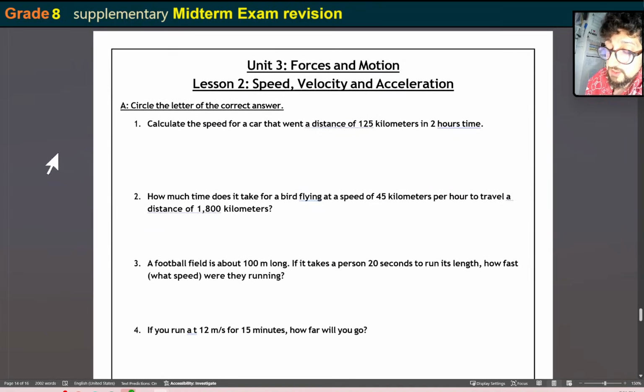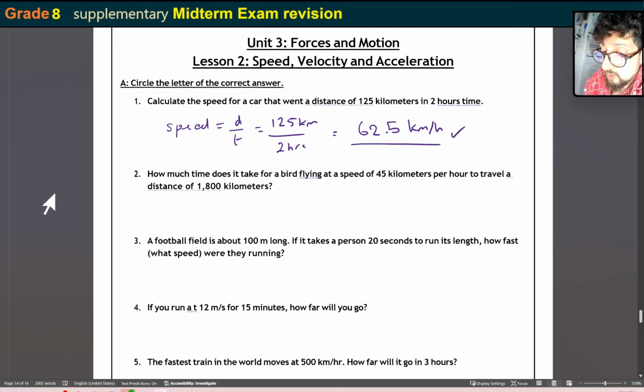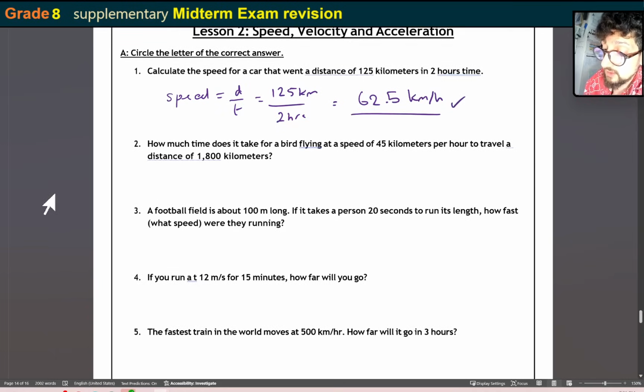Okay, let's keep going. Calculate the speed of a car that went a distance of 125 kilometers in 2 hours. So speed equals distance over time, which equals 125 kilometers in 2 hours, which equals 62.5 kilometers per hour. That's the answer. How much time does it take for a bird flying at a speed of 45 kilometers per hour to travel a distance of 1800 kilometers?